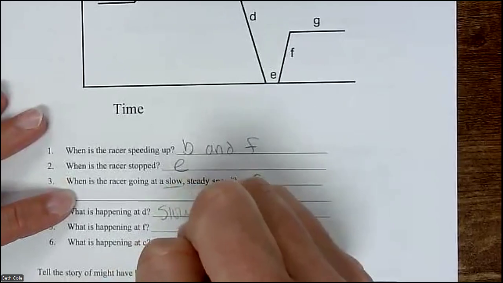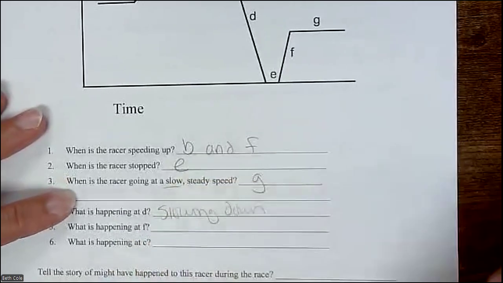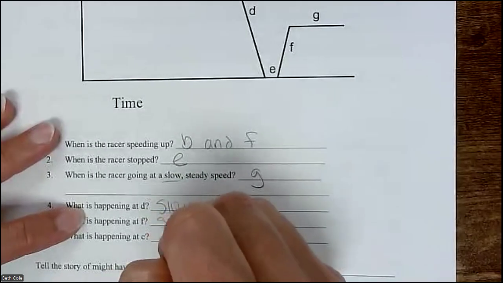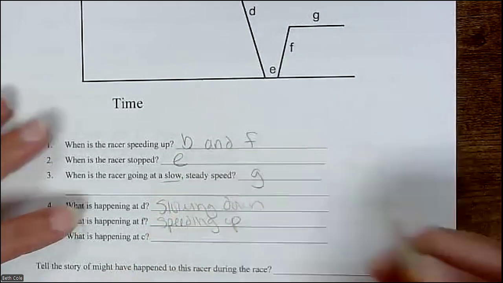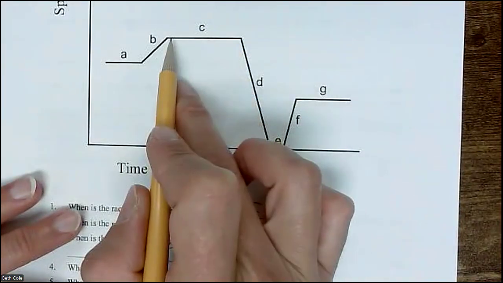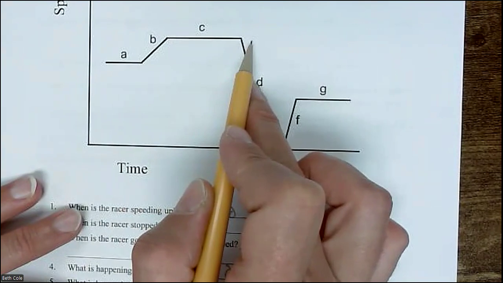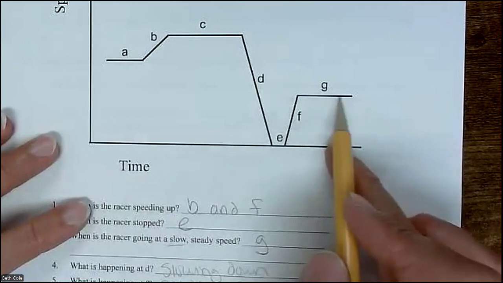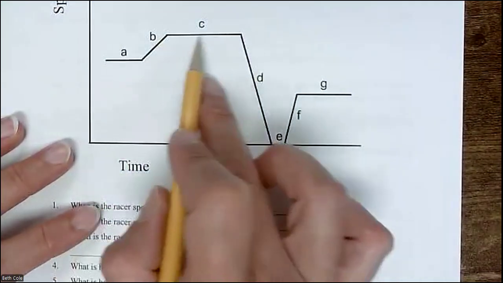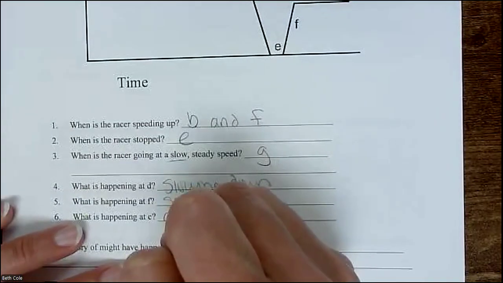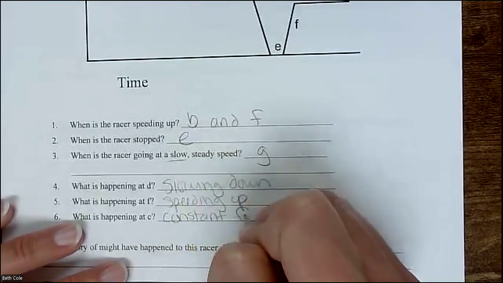What is happening at D? Slowing down. Good job. What is happening at F? Speeding up. And what is happening at C? Constant speed, but if we call G a constant slow speed, we would maybe say this is a constant fast speed. Again, without numbers labeled here, but faster than G at any rate. So a constant fast speed.